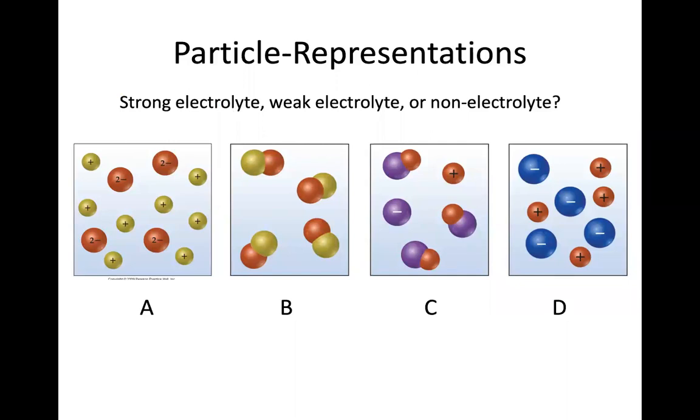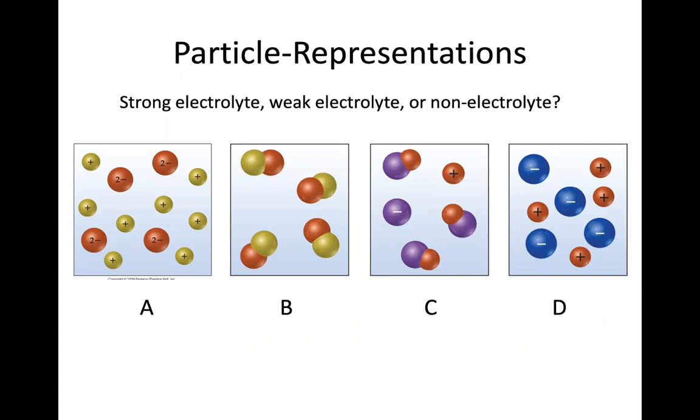Within this one, take a second here, see if you can assign these. By assign these, does A best represent a strong, weak, or non-electrolyte? How about B, C, D? Take a second. I'll share my answers with you in just a moment, but see if you can apply that terminology to these particle representations. What I'm looking for is, do I have only ions present, only molecules present, or do I have a combination?